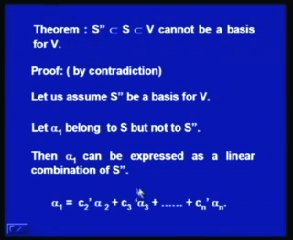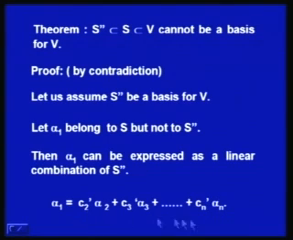By this I mean alpha 1 is equal to C2 dash alpha 2 plus C3 dash alpha 3 plus up to Cn dash alpha n, because S double dash is a basis for vector space V, and alpha 1 belongs to V. It may not belong to S double dash, but it belongs to V. So any vector in V can be expressed as a linear combination of these vectors.